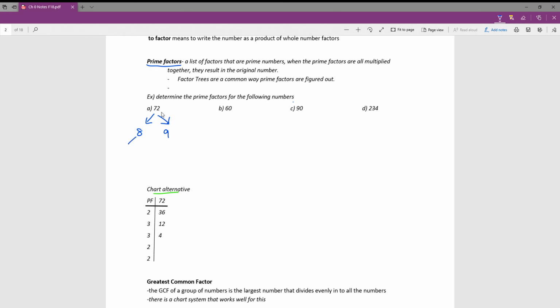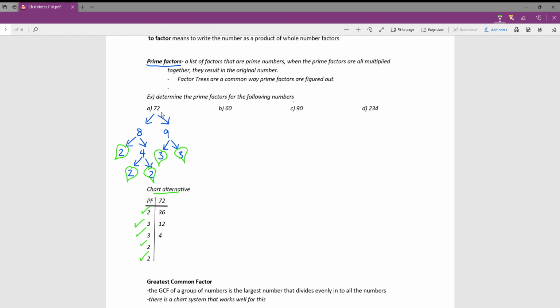So 8 could be broken down into 2 and 4, but I'm still not done with that 4. That could be a 2 and a 2, and the 9 could be broken down into the 3 and the 3. I like the colors. I'm sure the videos will get better as I learn more and more about this stuff. So those are the same numbers as I ended up with before, right? We've got a 2 and a 2 and a 2 and a 3 and a 3. So same thing. Doesn't matter the order that they get listed in.